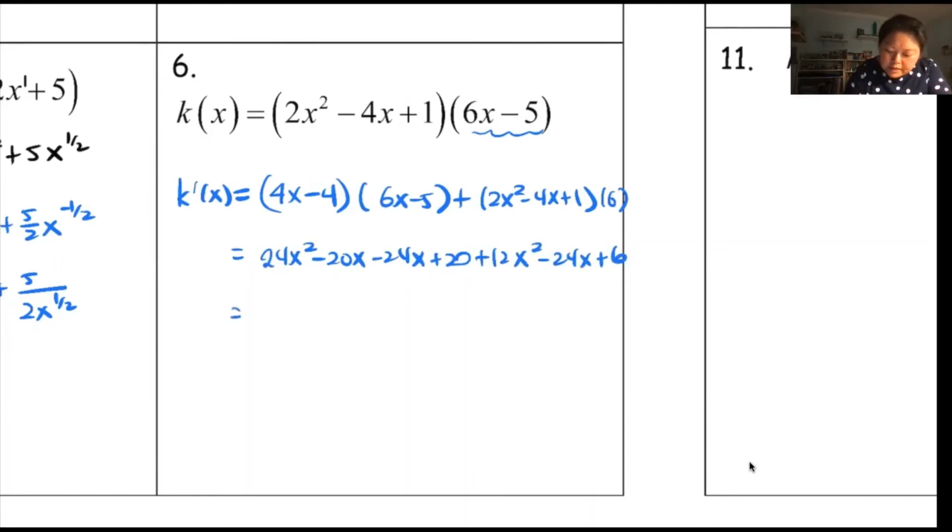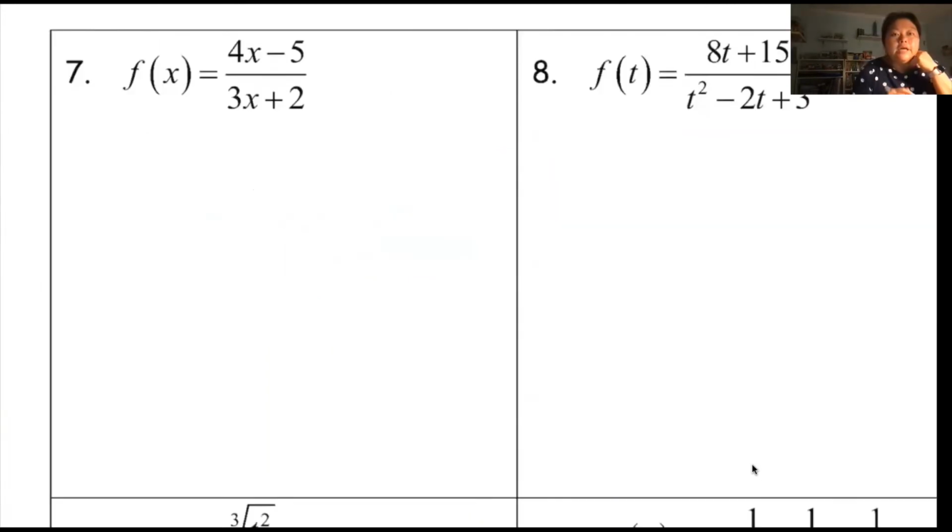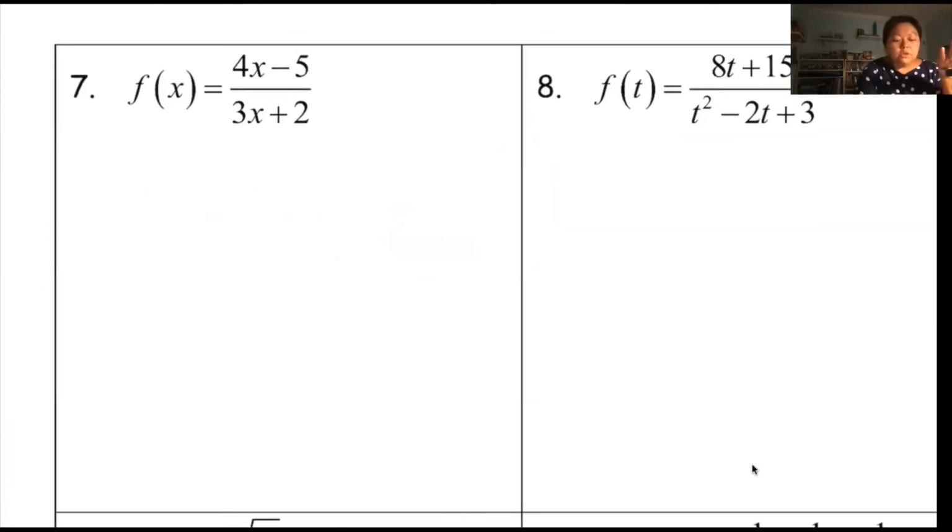All right, clean this up. I get 36x squared. And then I have minus 20, minus 24, minus 24, so minus 68x, and then 20 and 6 is plus 26. That would be my first derivative. And number 7 here, we have a quotient. So when you have a quotient like this, you have to use the quotient rule. So sometimes it helps to write the derivative at the top.